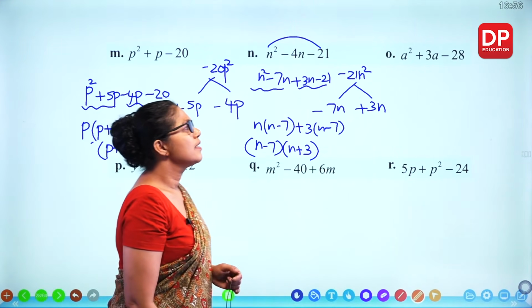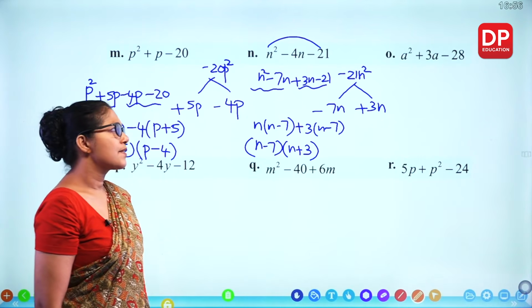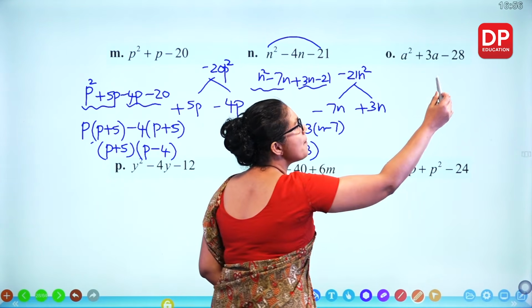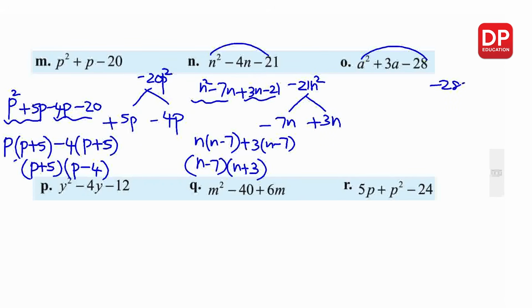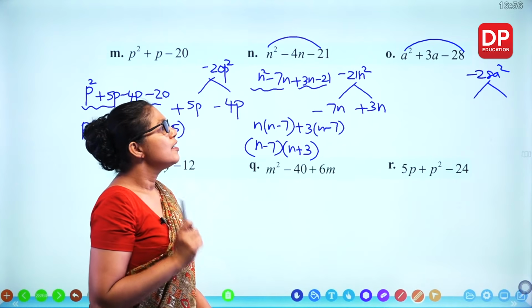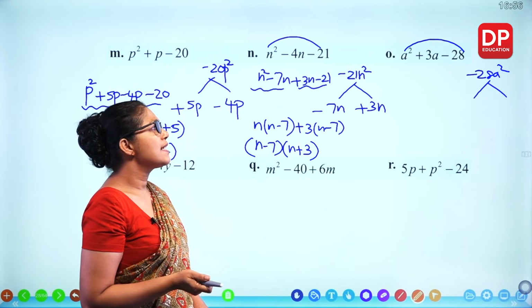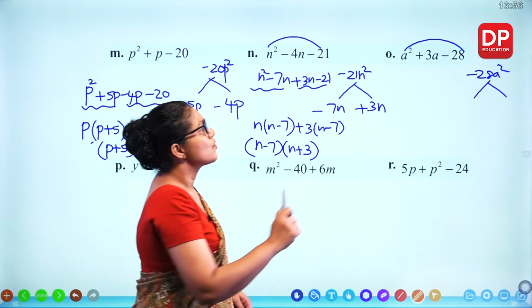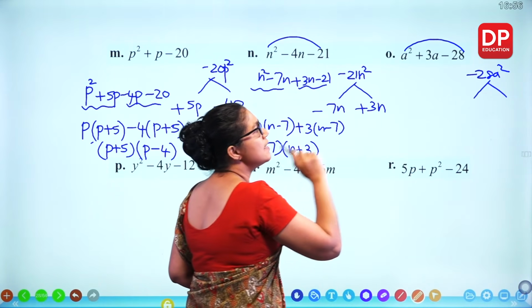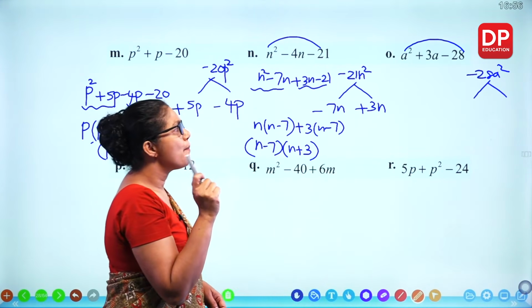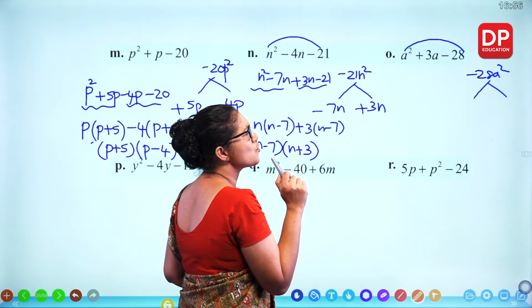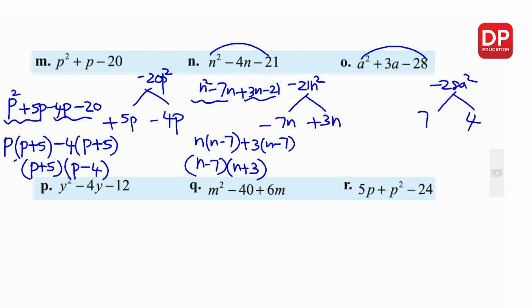Now look at the next one. Minus 28 and plus 3. So what are the factors of minus 28 to get plus 3? Minus means you should get one positive and one negative. So here plus 3a is the middle. That means the larger number should be positive. So what are the factors of minus 28? We can write 7 and 4. So what we can write? The larger number should be positive and the smaller number should be negative.